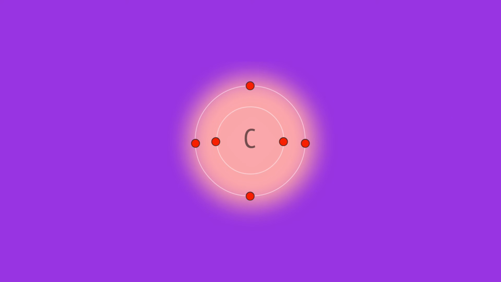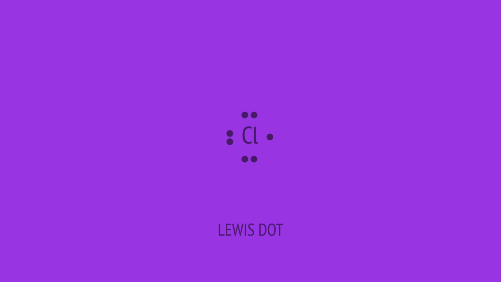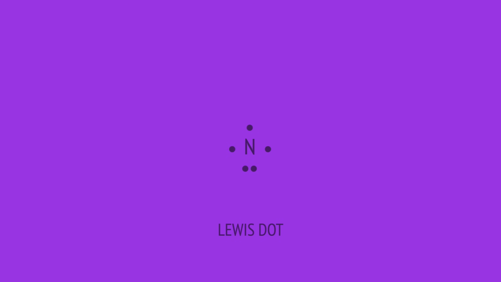We often reduce a shell diagram to show just the valence electrons as dots around the element's symbol. These are called Lewis dot diagrams. So chlorine's 7 valence electrons are shown like this. And nitrogen's 5 valence electrons are drawn like this.